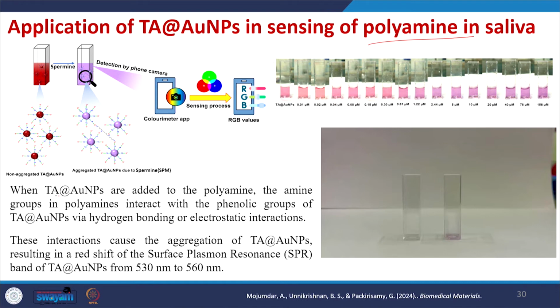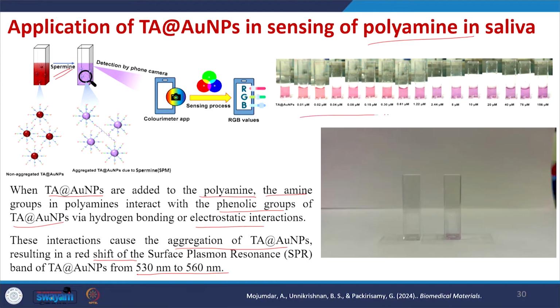For that, we are going to use the tannic acid capped gold nanoparticles. Once you add the polyamine, in this case we are adding spermine, that is the polyamine, what happens is, the amine groups in the polyamines interact with the phenolic groups of the tannic acid capped gold nanoparticle through hydrogen bonding or electrostatic interaction. That leads to the aggregation of tannic acid capped gold nanoparticle, and that results in the red shift of SPR. That means the SPR band will be shifted from 530 nanometer to 560 nanometer.